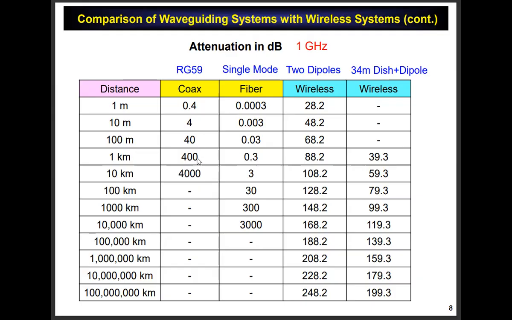You have a good quality receiver. 400 dB, probably not. Probably not. And 4,000 dB, that'd be considered outrageous, right? That's an astronomical amount of loss. So how far can you practically go with a coax?